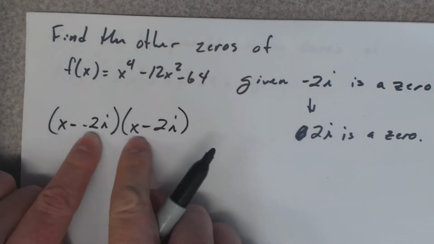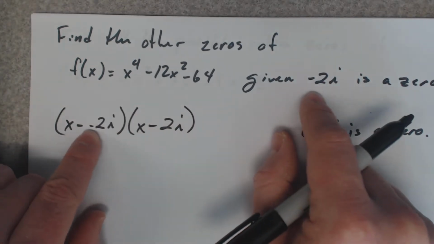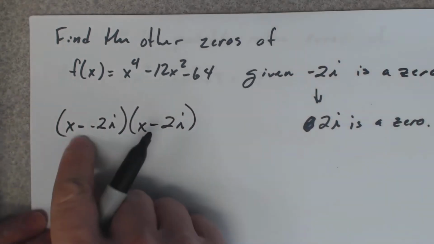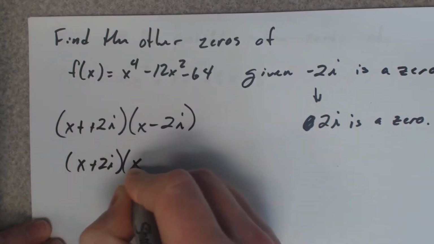So I'm going to put them in the factored form. These are two factors of this, right? x minus a negative 2i, x minus 2i. Two negatives make a positive. So x plus 2i times x minus 2i.